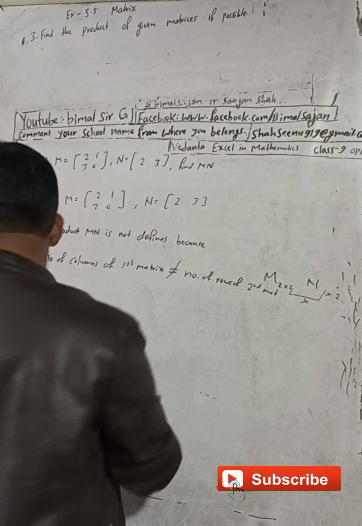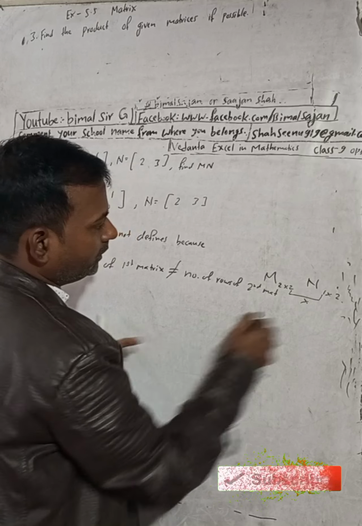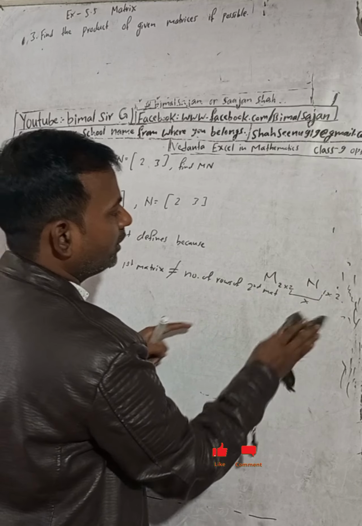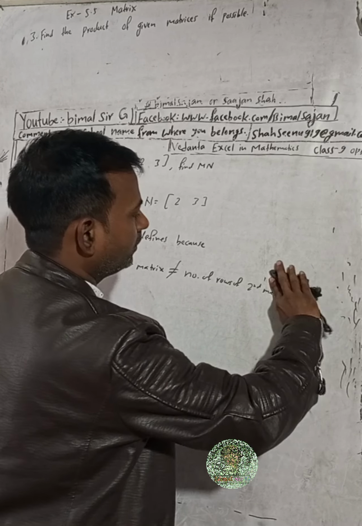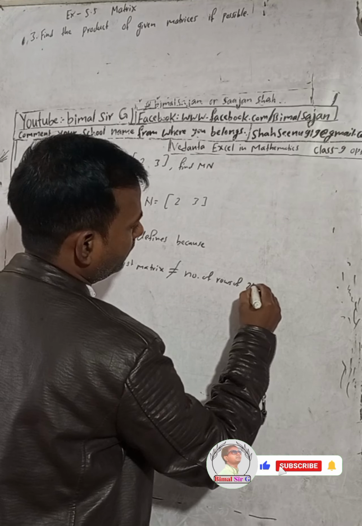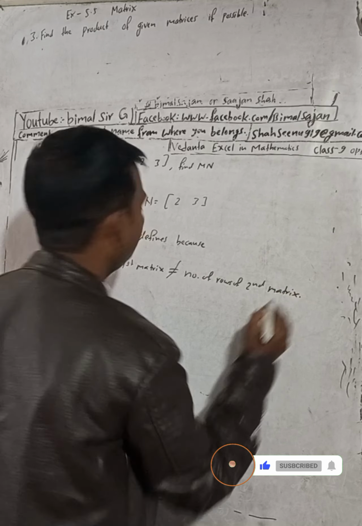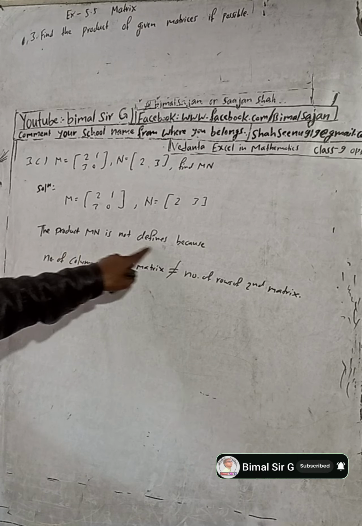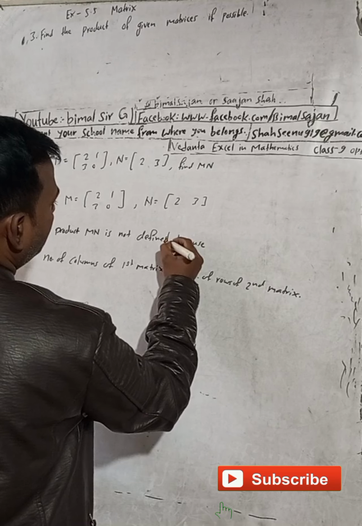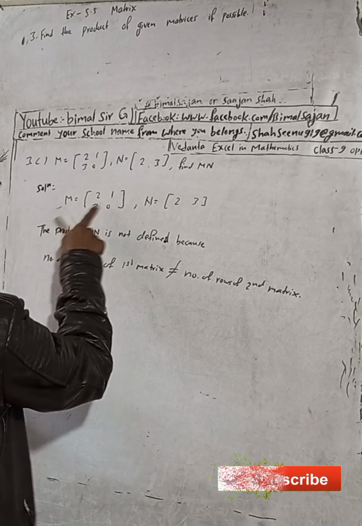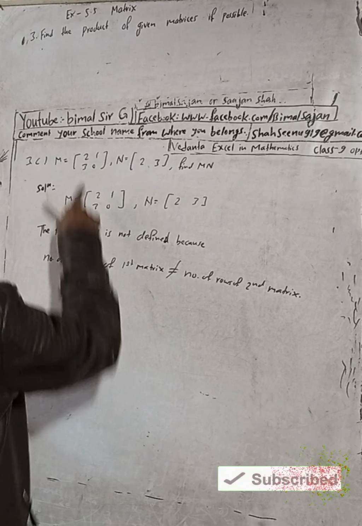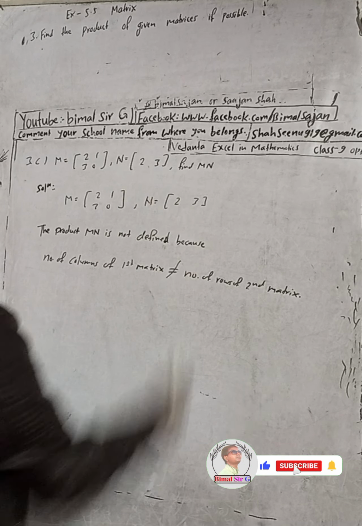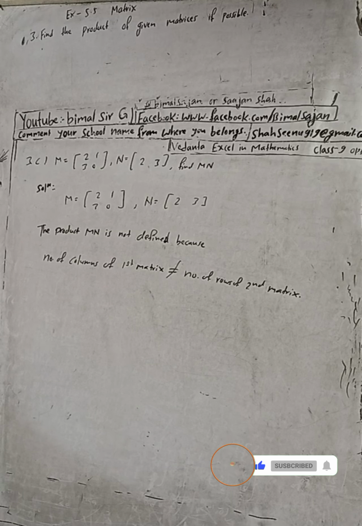You can see here in this second matrix, this is the row. The number of columns of the first matrix is not equal to the number of rows of the second matrix. So here the product is not possible, that's why we have written the product MN is not defined. The first matrix has 2 columns, which is not equal to the number of rows of the second matrix, which has only one row. So it is not possible.